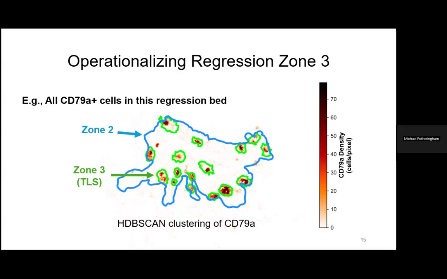You can assess whether or not a TLS is mature via H&E, by whether or not it has a germinal center. So possibly a next step for this would be going back to the H&E and deciding which of these clusters is mature and not mature, but I'm not there yet. So any questions about this one?